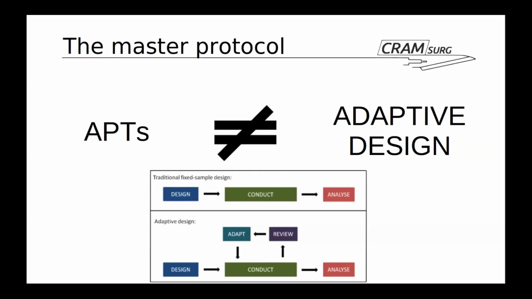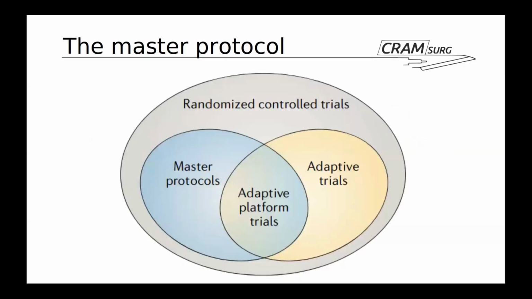This is in contrast with the traditional fixed sample design, where you start with a specific design, you conduct your trial, and then you do your analysis. You might have some planned interim analyses, but they're not as nuanced or detailed, and not able to modify the trial as it's running, but rather just stop it or allow it to continue, if that makes sense.